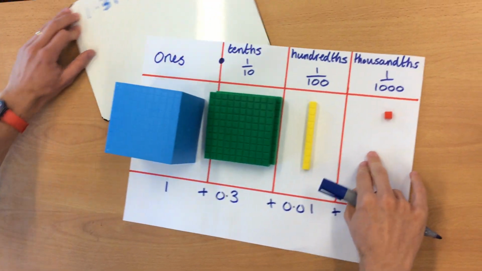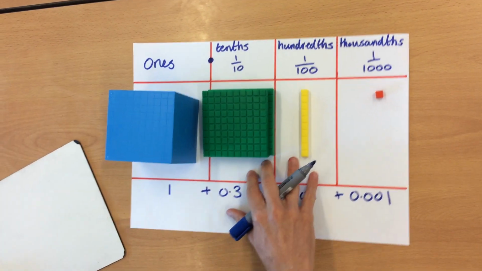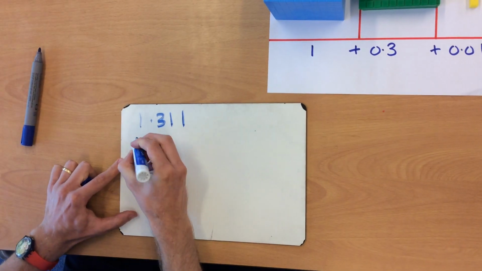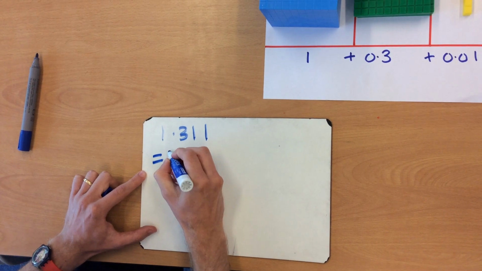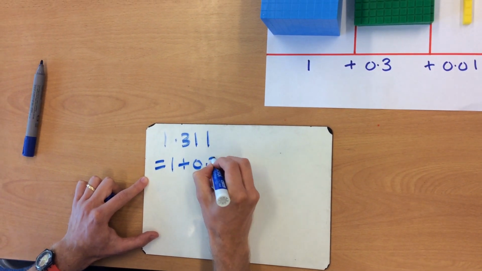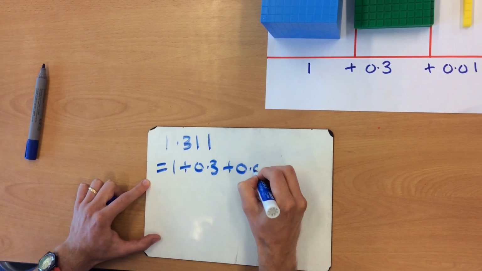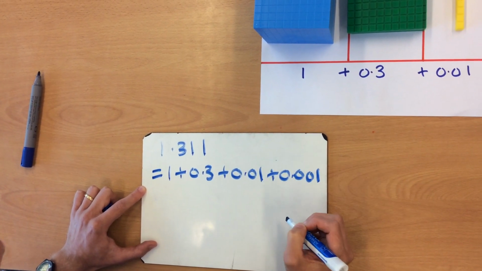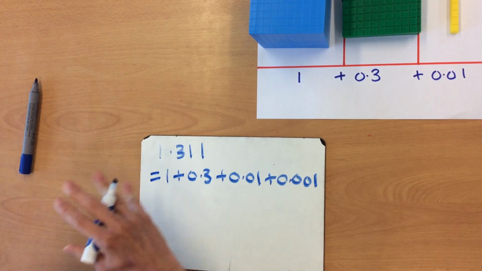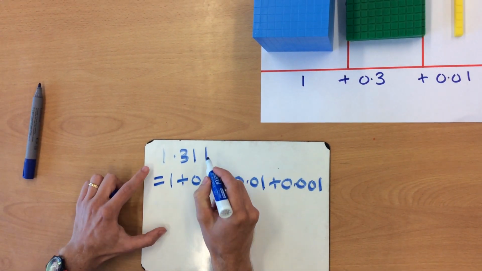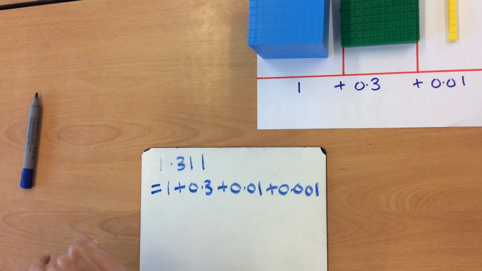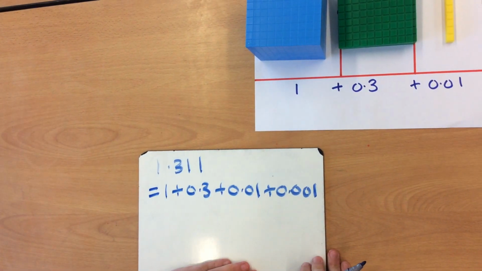So now I've written an expanded method. I'm just going to write that down on my whiteboard and leave that to the side for a second. So 1.311 is the same as 1 whole plus 3 tenths plus 1 hundredth plus 1 thousandth. Now I've done an expanded method, I'm going to show you how to convert this into a fraction. That's our next step, converting a decimal with thousandths into a fraction.